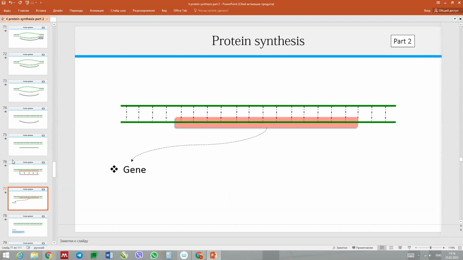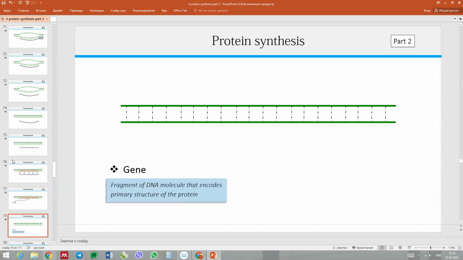You see, we did not perform transcription from the whole length of the DNA. No, we want to synthesize only one protein, and for this we need information that is encoded in a certain limited region of the DNA that is responsible for this particular protein we are interested in. And a fragment of a DNA molecule that encodes the primary structure of the protein, this is what we call a gene.